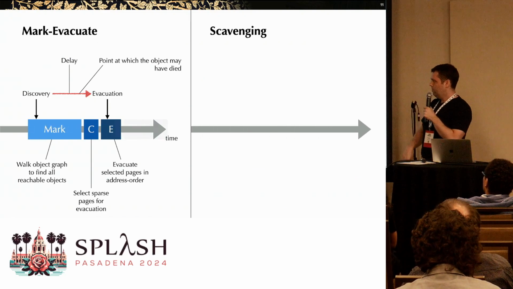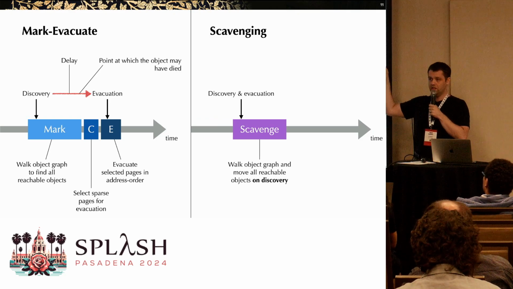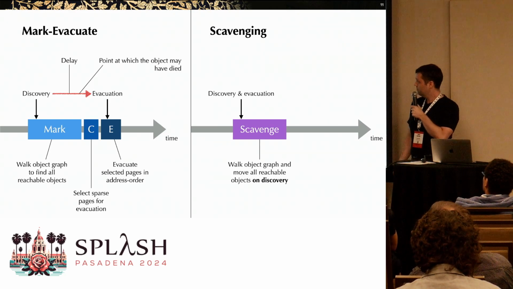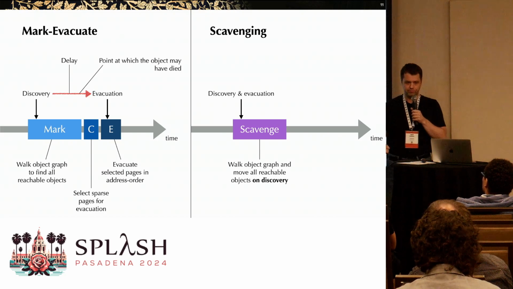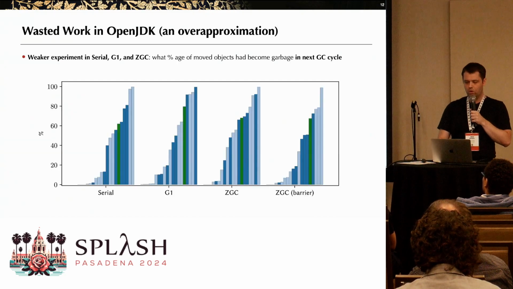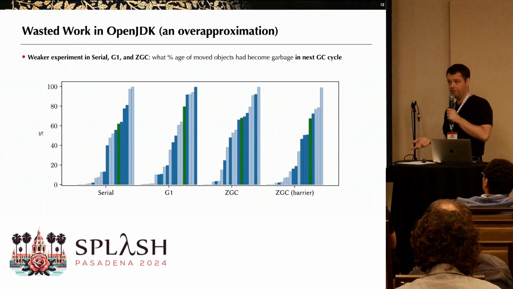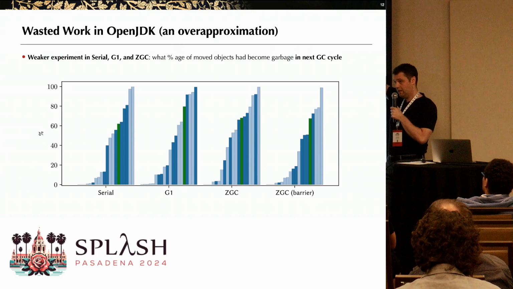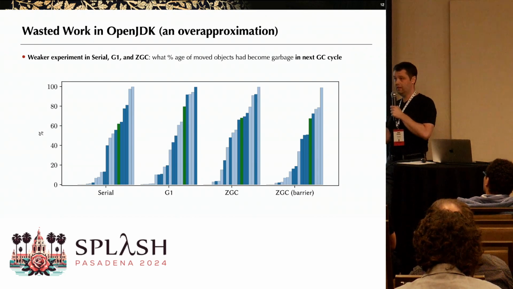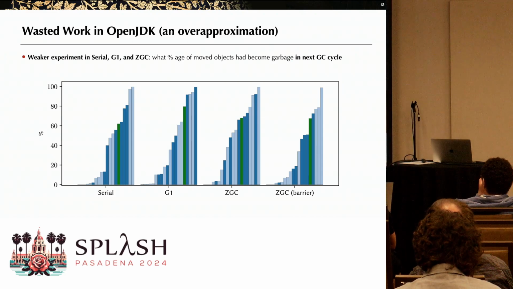The other popular approach that one should have in mind is scavenging, which many collectors use for their young collections. Scavenge does not have this delay, as it relocates objects upon discovery. So we have measured GCs that use scavenging to understand its effects. First of all, this plot is the same plot I showed you in the previous slide, with the most precise method that you can have to measure this. And here is measuring the same thing, but with the less precise method we had to use for G1 and Serial because of technical reasons.